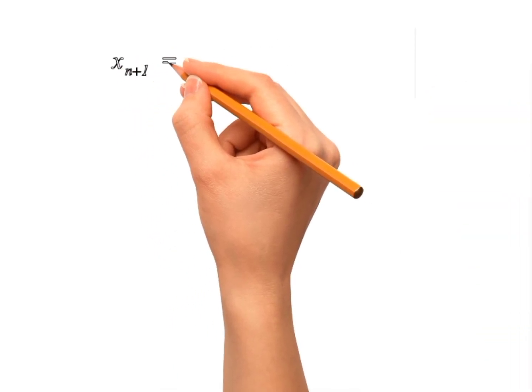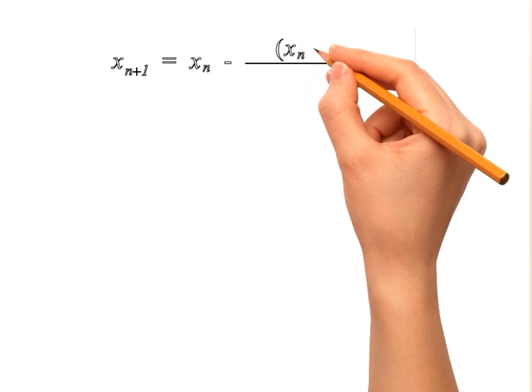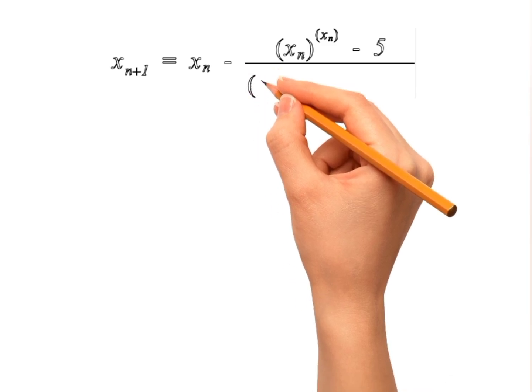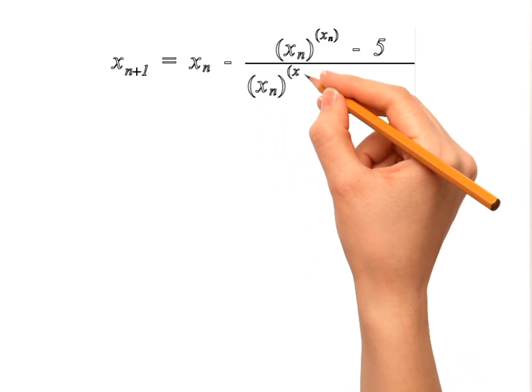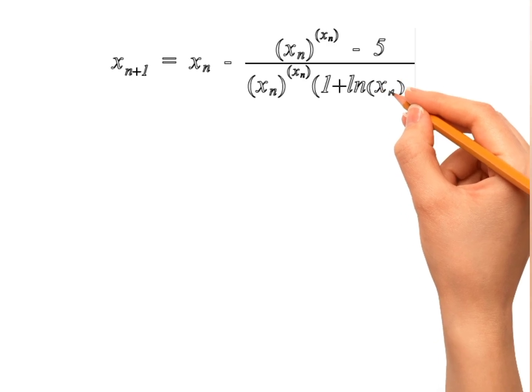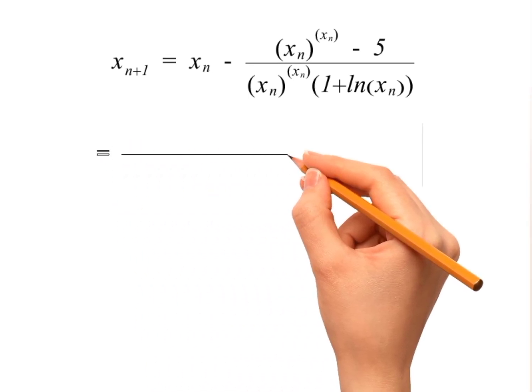We employ the Newton-Raphson formula, substituting f of x and f prime of x. Let us again consider making this expression a single fraction. We take the LCM of these. Then it follows that we have the following result.